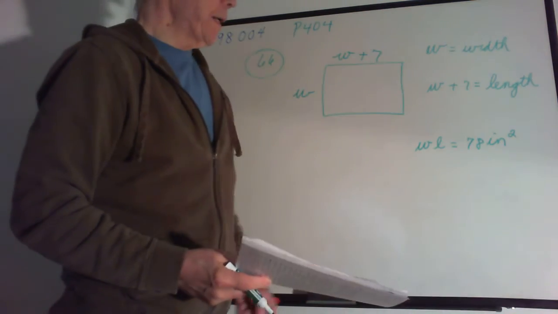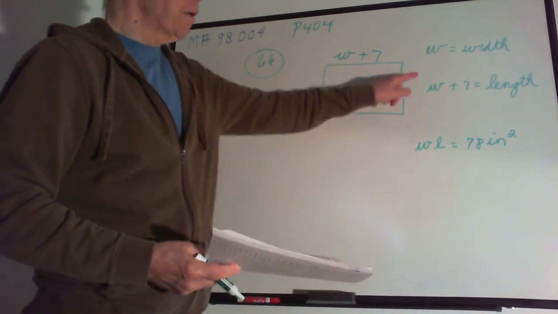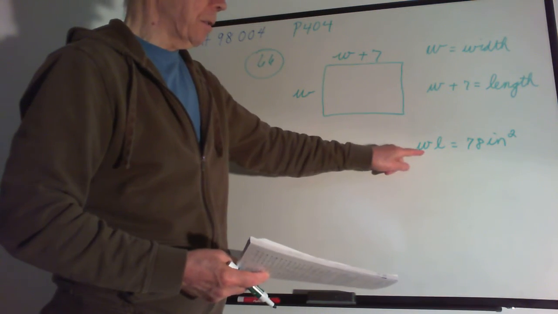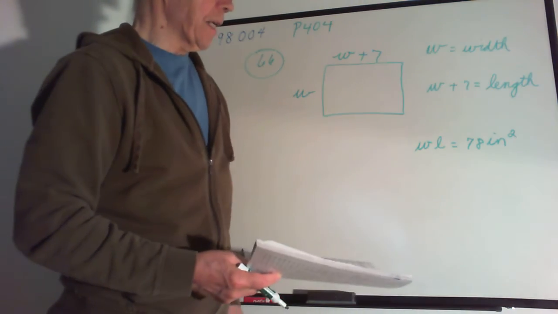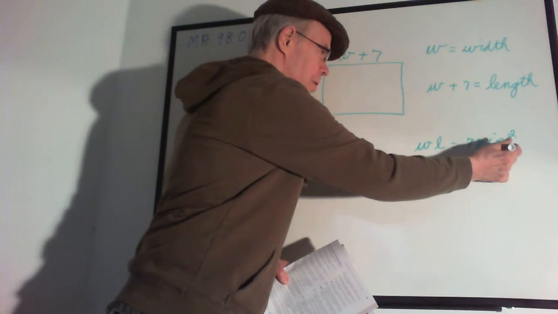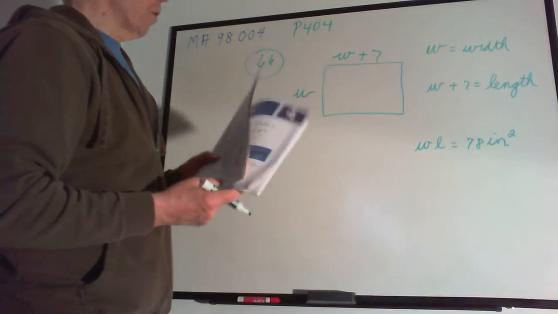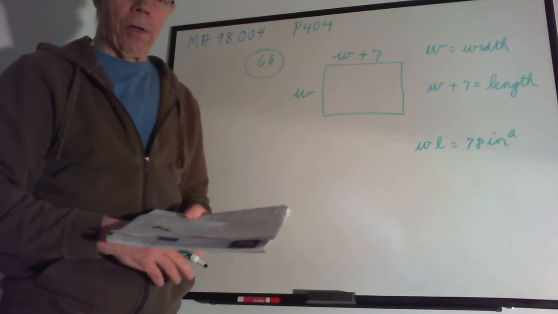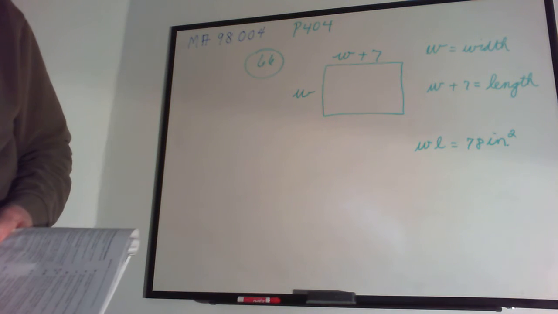All right, it says the width, and it says the length is 7 more than the width. So the area is width times length, which is 78 inches squared. This is inches. So it's going to be W times W plus 7. So go ahead and solve that. See how you do. Pause the video.